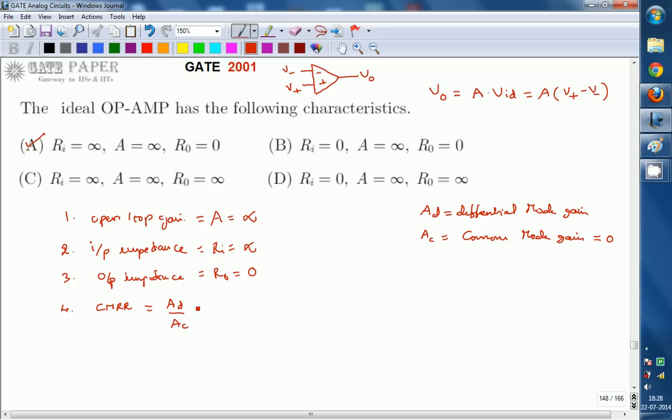So the ideal value of this one is AD divided by 0. Since it has to reject the common mode signal, it should only amplify the difference input signal. So it must be infinite.